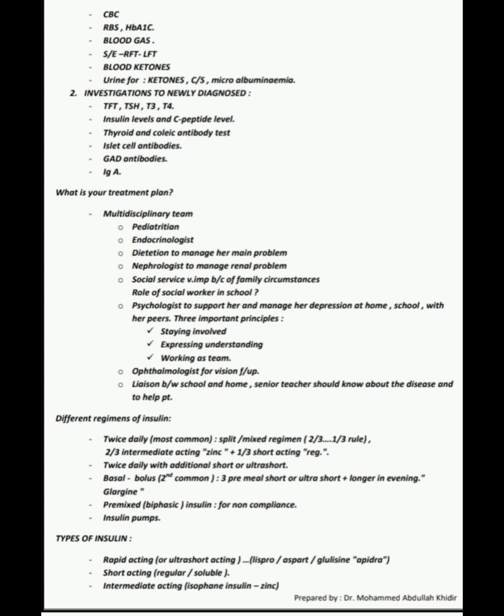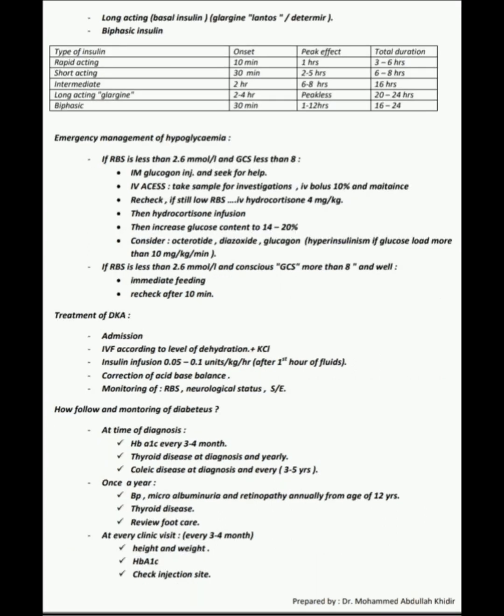Types of insulin. What are the types of insulin? We know rapid acting insulin, or ultra short acting. Rapid acting insulins are Lispro, Aspart, Glulisine and Epidra. Short acting insulin is regular and soluble, and intermediate acting insulin is isophane insulin, zinc. Long acting, basal insulin: Glargine, Lantus or Detemir, and biphasic insulin.